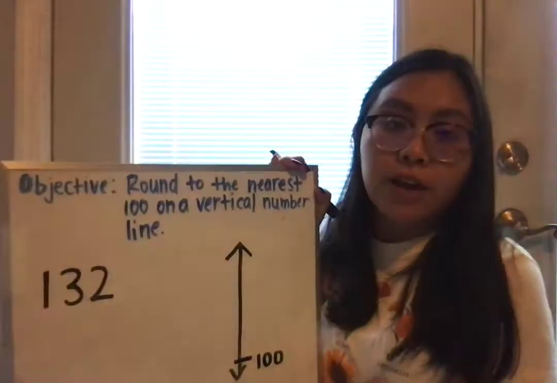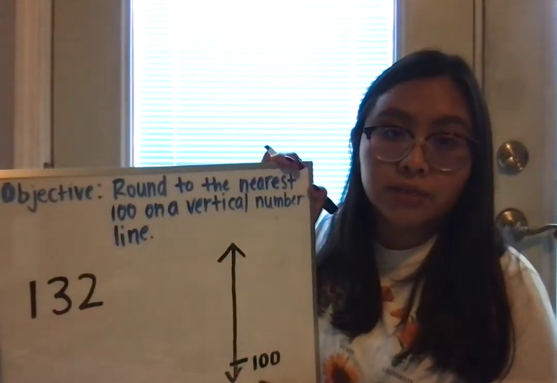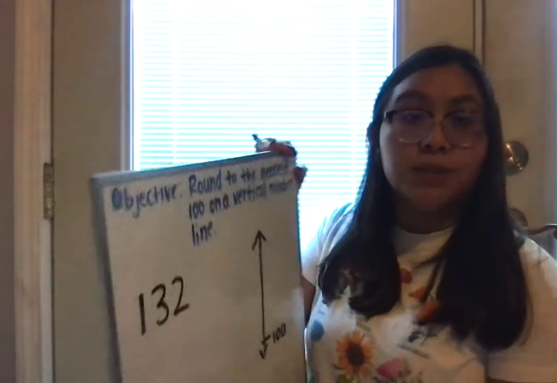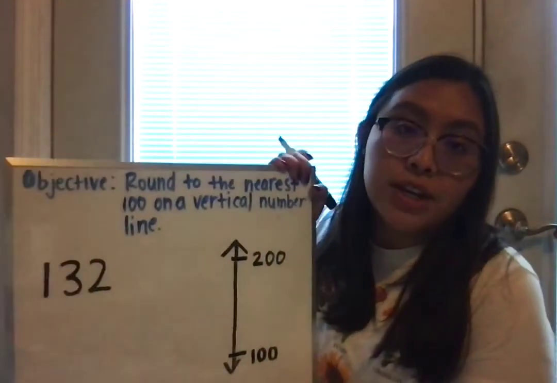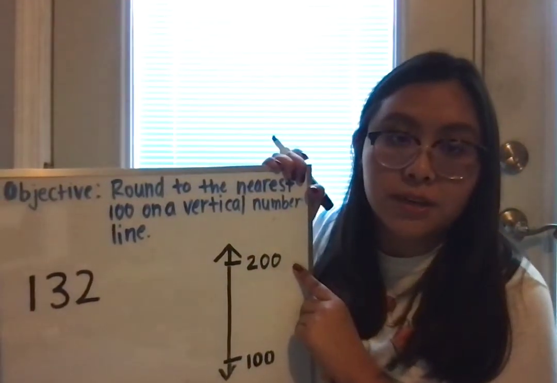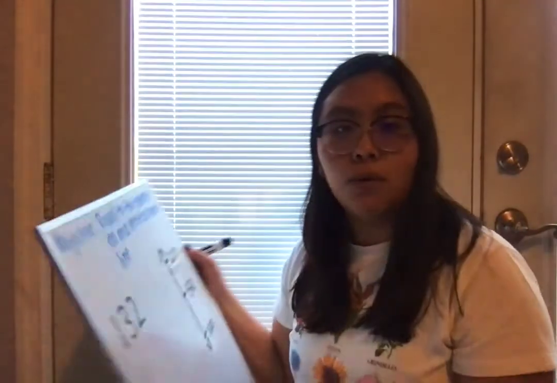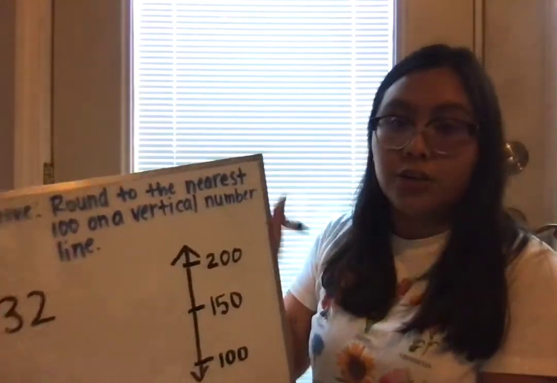Okay. If we add one more 100, what is 100 plus 100? So 100 plus 100 is 200. That will be our end point. And this is where our skill comes in. What is the halfway point between 100 and 200? So if you said 150, you are correct. 150 is the halfway point between 100 and 200.